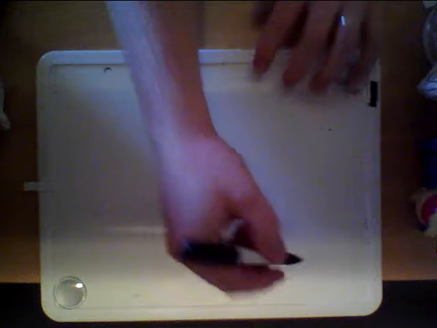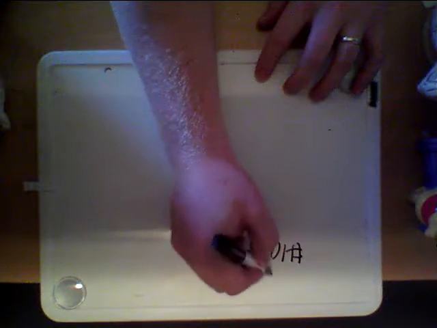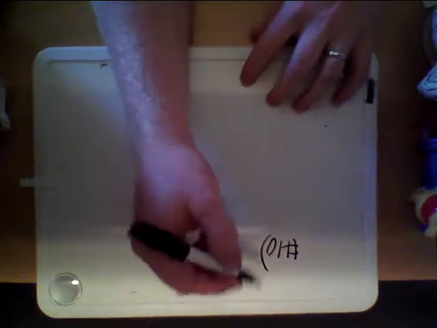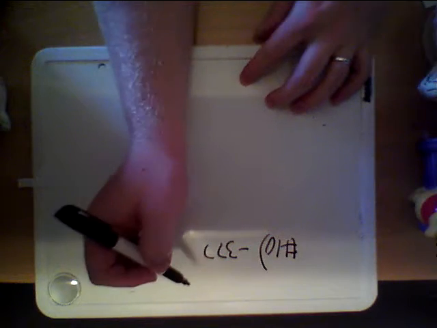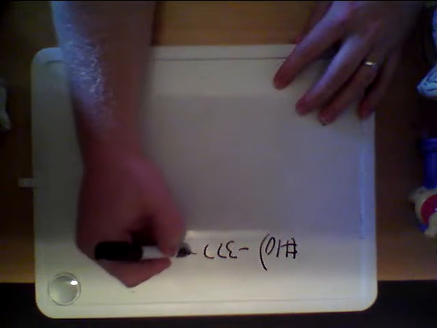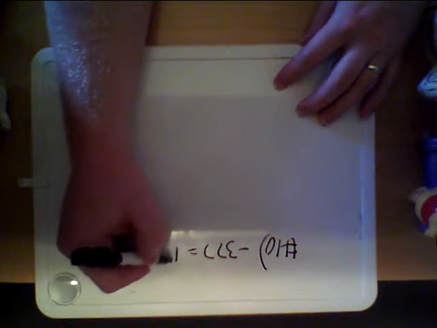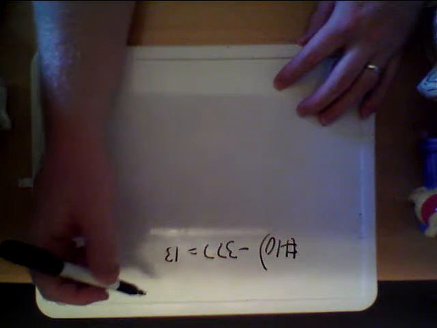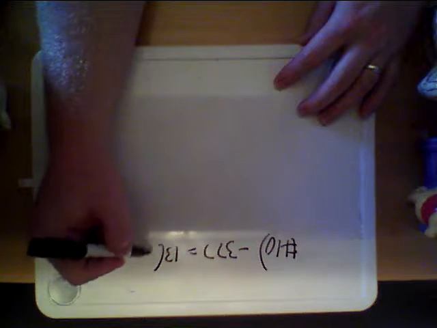Number 10. We got negative 377 equals 13. Oh, this is going to be brutal, I can already tell. 13b plus 4.